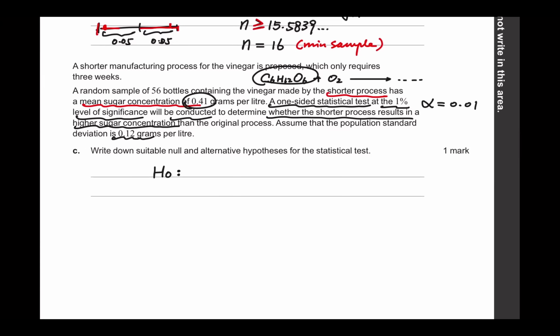Well, this 0.41 is your sample mean. It's not your population mean, okay? So we still compare mu with the original 0.37 and H1. We suspect a higher mean level, so it's greater than, mu is greater than 0.37. Try not to just write H1 greater than H0 equal to. You must state the parameter, okay?